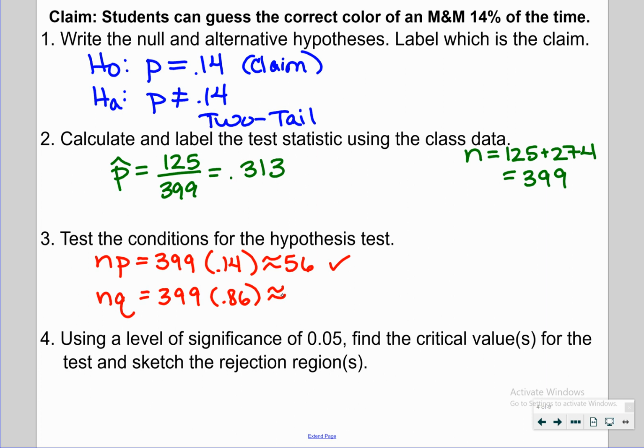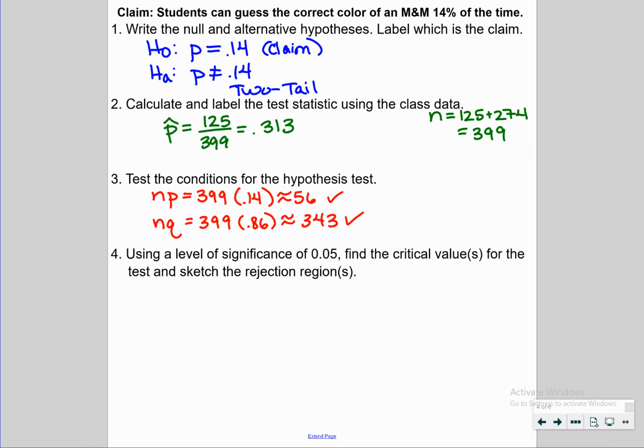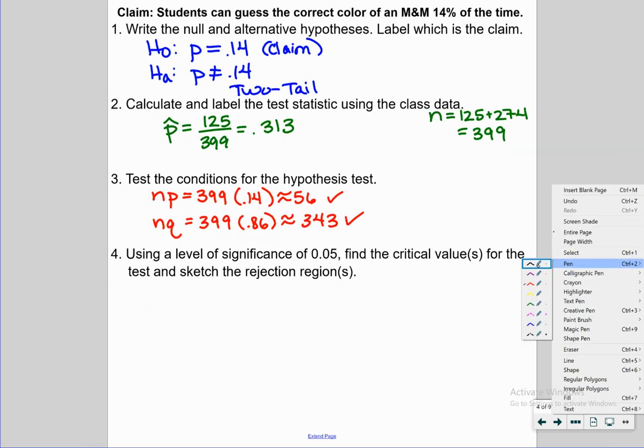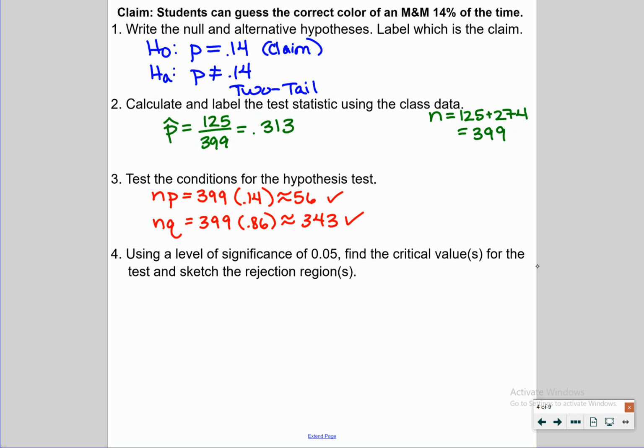So 399.86, about 343. Okay, so we're good on those. Next, using a level of significance of 0.05, find the critical value and sketch the rejection regions. All right, so we need our chart for this. It is a two-tail test, level of significance 0.05.